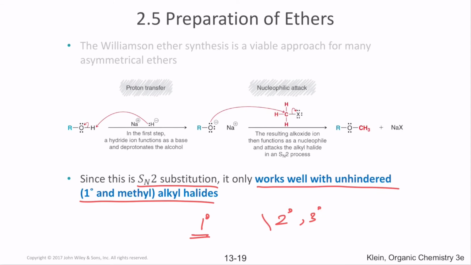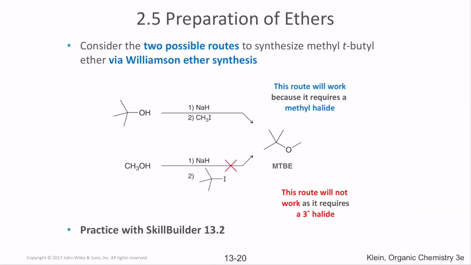So it does not work for secondary and tertiary. Consider the two possible routes to synthesize methyl tert-butyl ether via Williamson ether synthesis. There are two ways of creating a much more complex ether. For example, we can take tert-butyl alcohol and undergo Williamson ether synthesis, where we use sodium hydride and methyl iodide, and we end up with the final methyl tert-butyl ether.